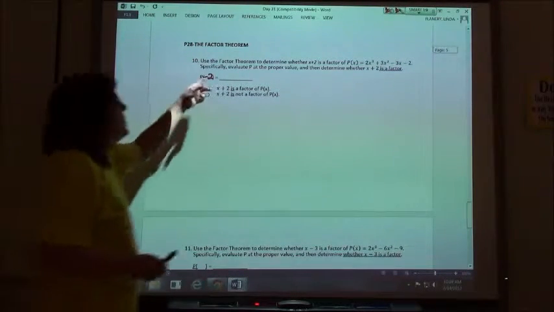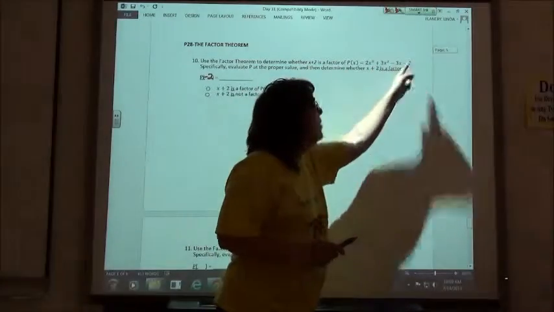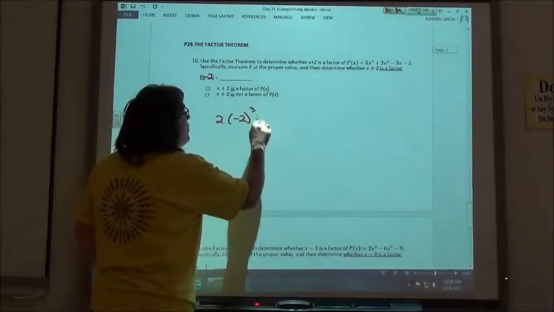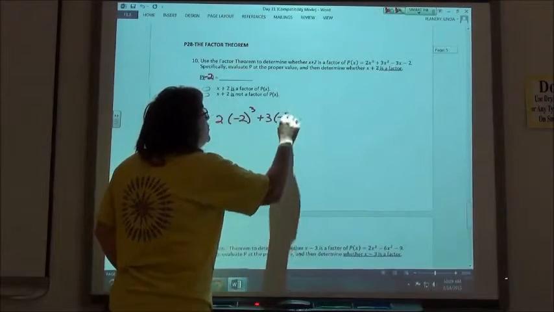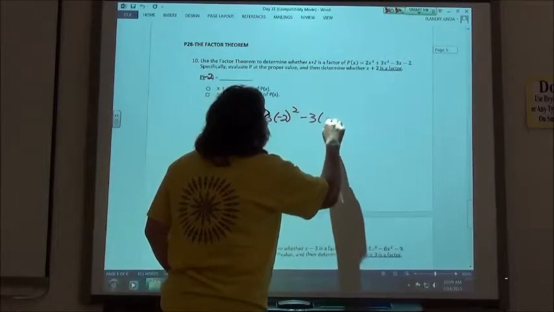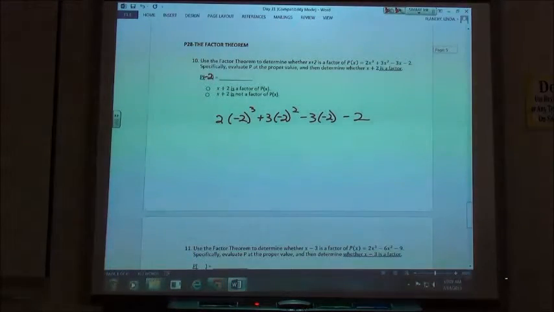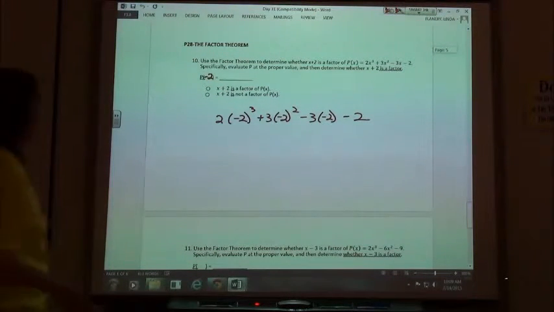Then what we're going to do is put negative 2 into our polynomial. So 2 times negative 2 cubed plus 3 times negative 2 squared minus 3 times negative 2 minus 2. When we solve that, if we get an answer of 0, it is a factor. If we get any other number, it is not a factor. So we got to solve that.